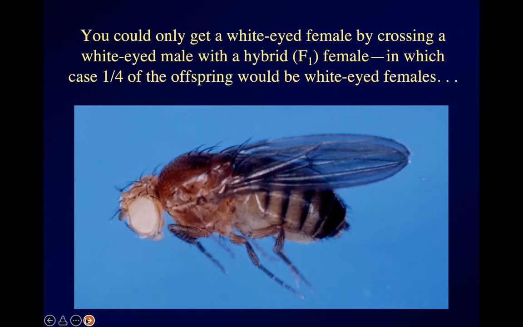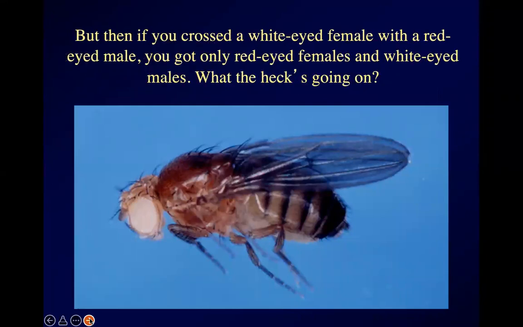And if you did that, a quarter of the offspring would be white-eyed females. But if you crossed a white-eyed female with a red-eyed male, half the offspring are red-eyed females and half the offspring are white-eyed males. What is going on here?